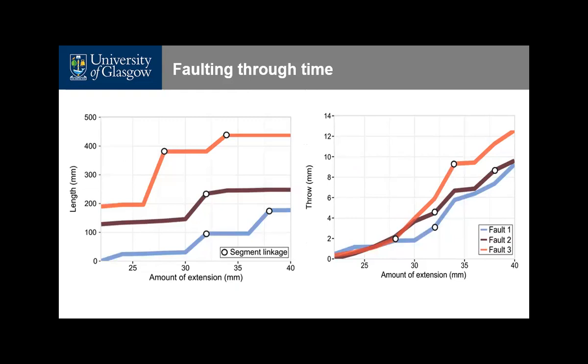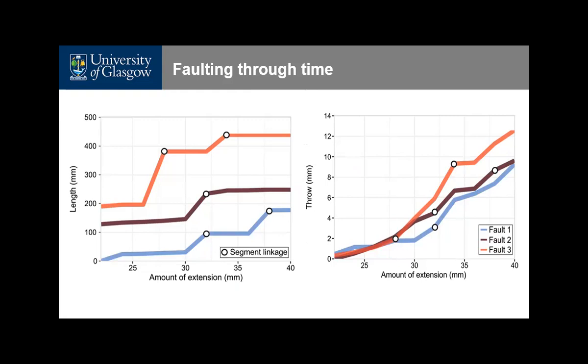So I have the results from the one that we just looked at in addition to two other ones. So we have, this is the amount of extension in millimeters. This is the length in millimeters. So what we're seeing isn't exactly what I was showing you in the seismic models, where we had that constant length / hybrid model. This is something that we're calling cyclical fault growth.